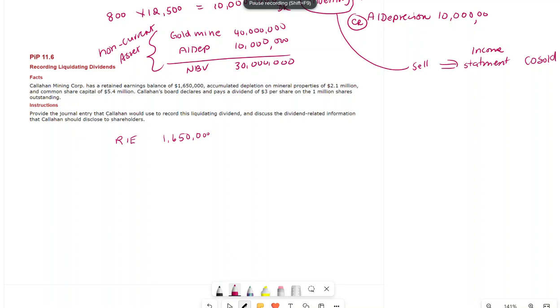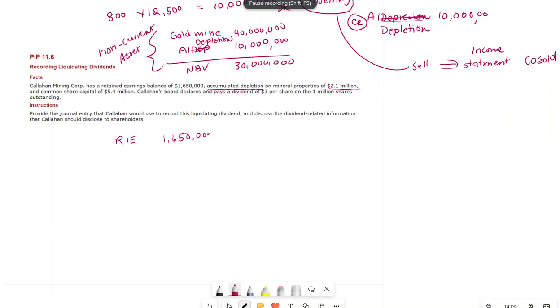And they told us in the question, accumulated depletion on the mineral properties is 2.1 million. So that's my accumulated depletion that will go on to your statement of financial position. Instead of an accumulated depreciation entry, you could also call this an accumulated depletion. Some companies do use that. They use an accumulated depletion account, which is similar to your accumulated depreciation.